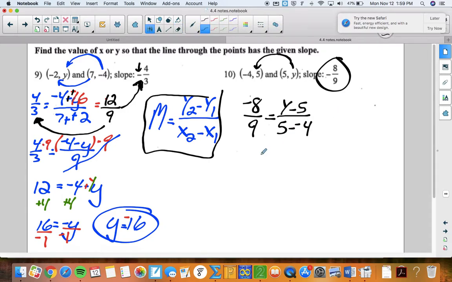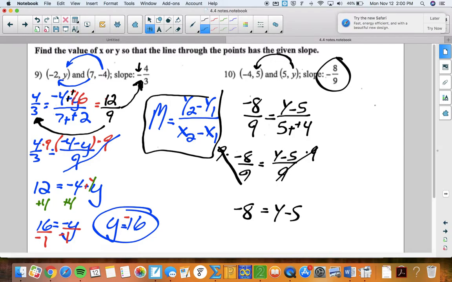Alright, so now we can simplify that. On the bottom we actually have 9, right, because 5 minus negative 4 is 9. And then from here we multiply by 9 and multiply by 9. So we get, that's funny, it cancels out on the left as well. I was really just trying to cancel out this dividing by 9 over here, but it cancels out dividing by 9 over there. So we get negative 8 equals y minus 5. And now we add 5 to each side. And positive y, that's what we want to know, equals negative 3.